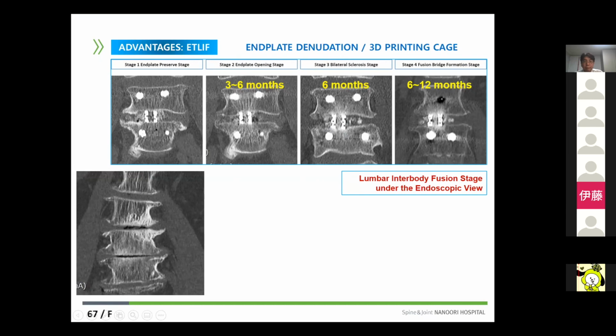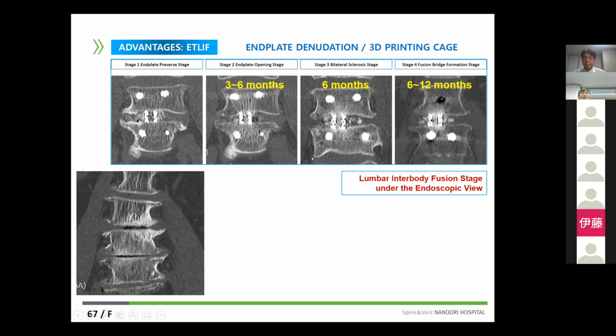Stage 1 is the endplate preserve stage. Stage 2 is the endplate opening stage. Stage 3 is bilateral sclerosis, intra-cage sclerosis and bilateral vertebral sclerosis. And stage 4 is the fusion bridging stage. Fortunately, in open surgery the fusion process usually needs more than 1 or 2 years, but with endoscopic fusion surgery in my cases, this process is usually more rapid.